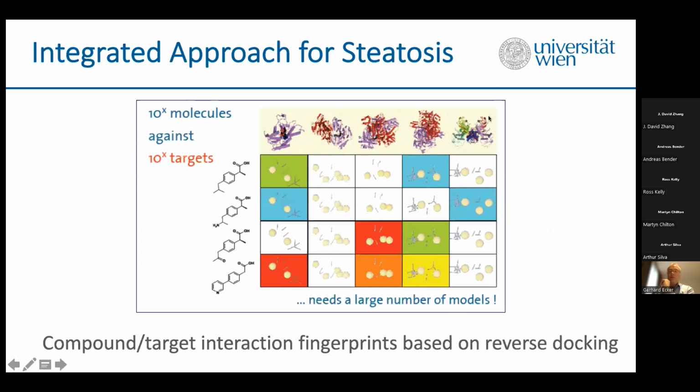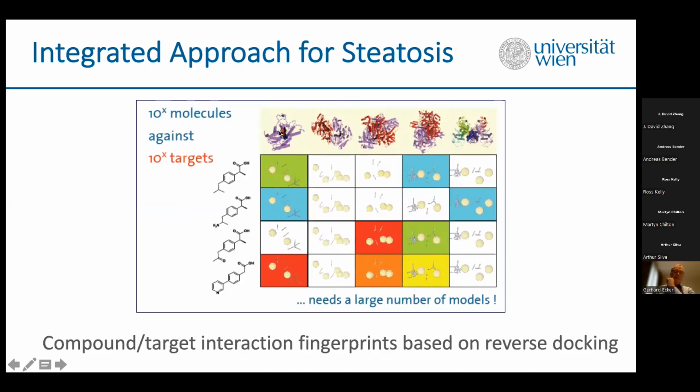So we have 20 proteins, and we finally have experimental data for a set of compounds. For some of them, we try via docking, via reverse docking, to fill this data matrix, also as a sort of a fingerprint, active, inactive, and combine this with the other two methods and see if finally we get more predictive when going for steatosis.